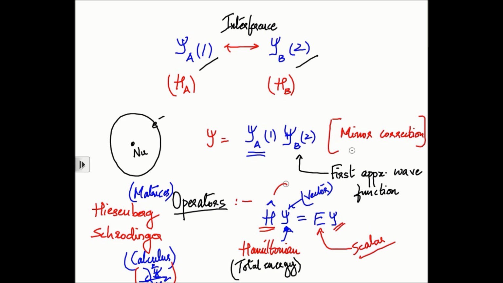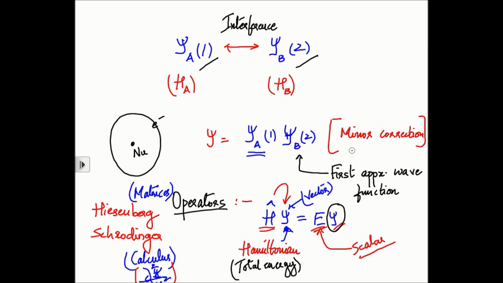You operate on a vector because psi is also a vector. It's also space dependent. It's not space independent. You operate on a vector, you will get back a scalar multiplied by the vector itself. It is just like that. Just try to visualize it in the same fashion.